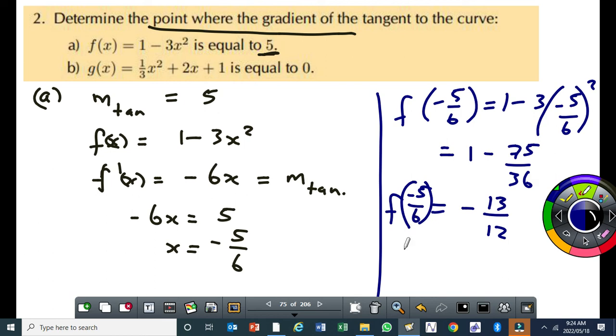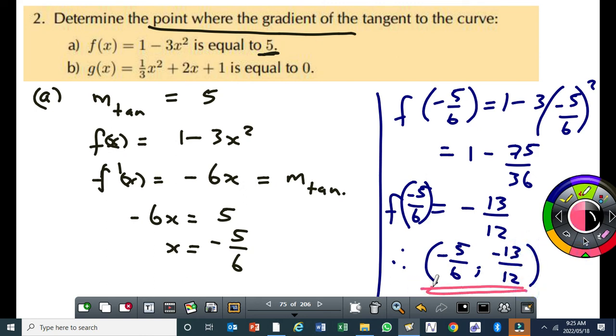So that's fine. Therefore, the coordinates of our point will be x is minus 5 over 6 and y is negative 13 over 12. Okay? So that's the final answer there. Alright? That's the final answer. Okay, so this is 2a. Okay, please, if you make some mistakes, make sure you write corrections. Can I carry on quickly?